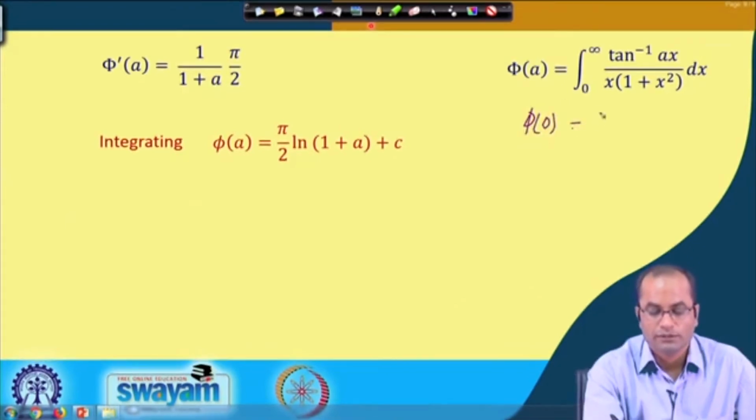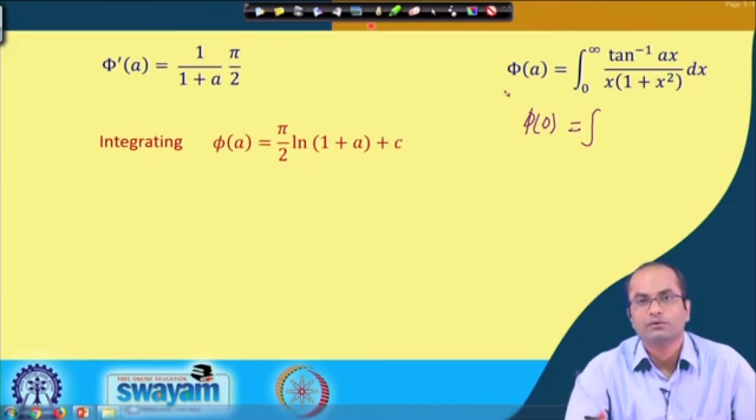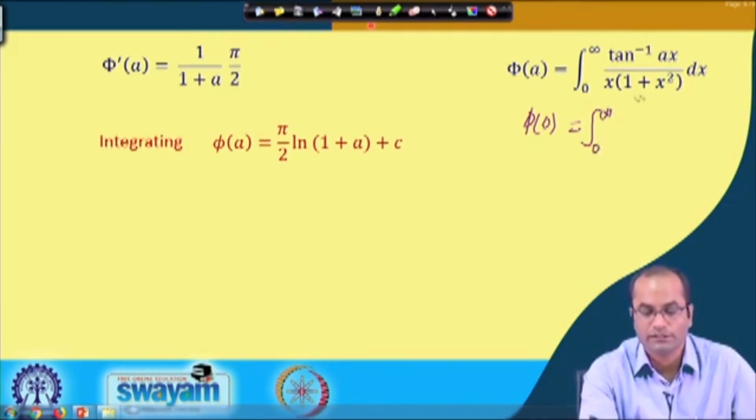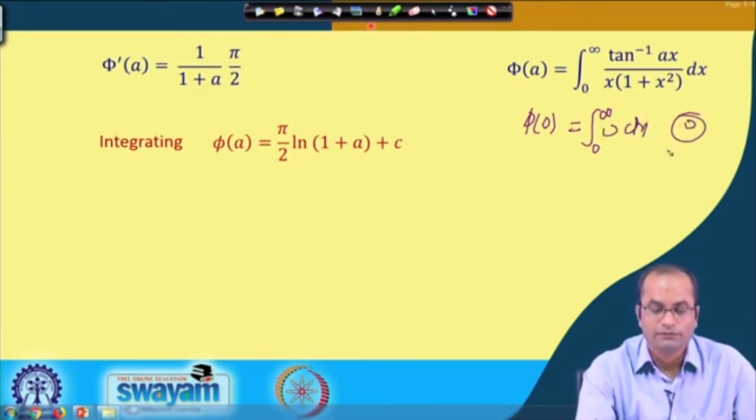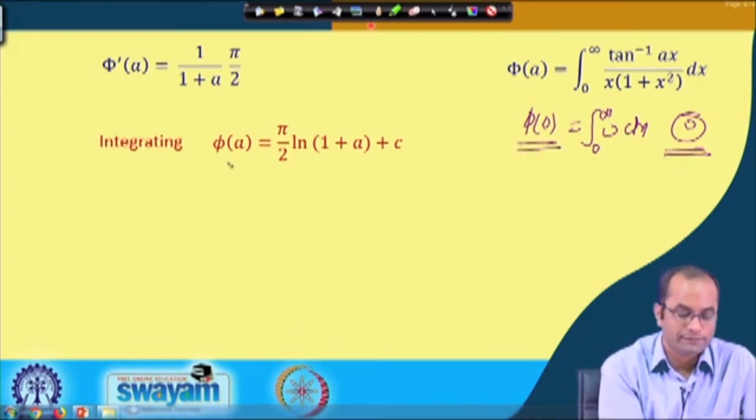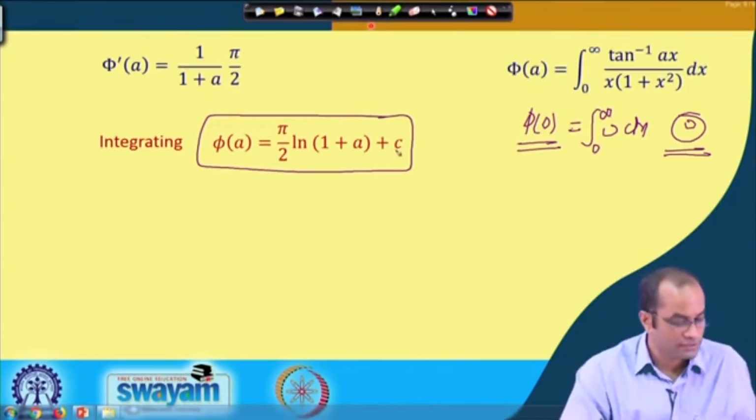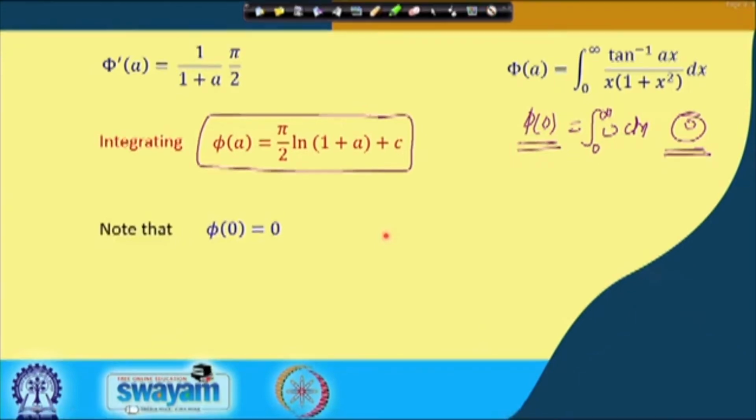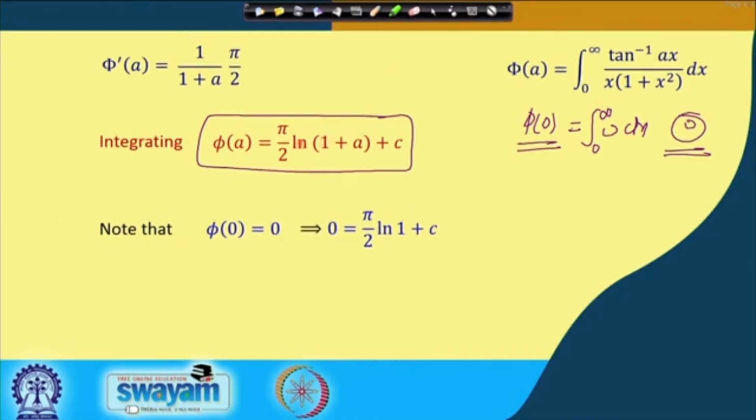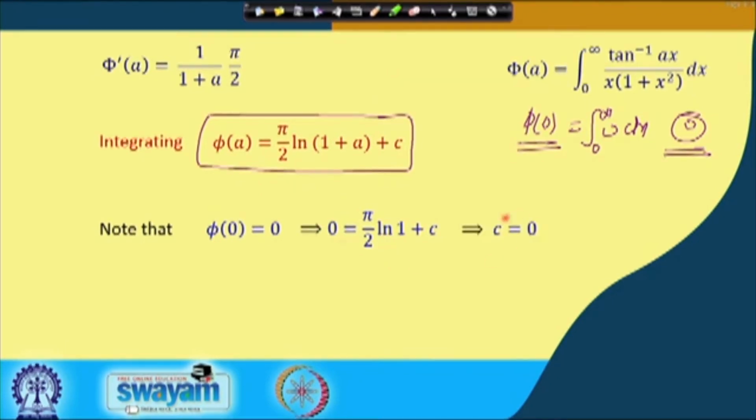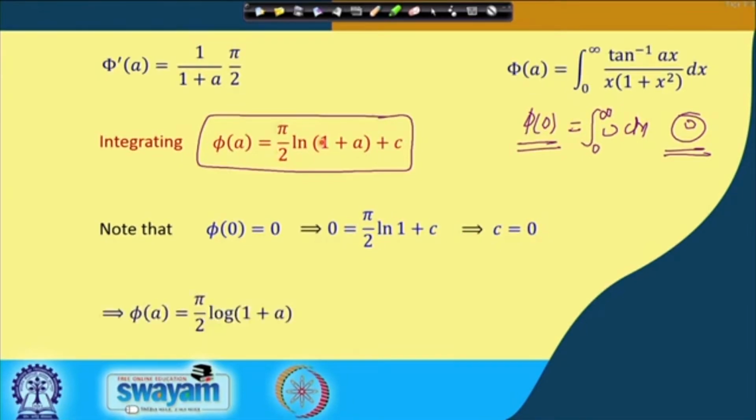So, at 0, we will take the point where we know the integral value easily. So, this is 0 to infinity and tan 0, so this will be 0. So, here we have phi 0 is 0. This information is given, which we can use here to evaluate this constant c. So, with this phi 0 is equal to 0, here 0 and then this is 0. So, ln 1 is 0 again. So, we get c is equal to 0. So, we got this constant as 0, and then phi a becomes pi by 2 ln 1 plus a.